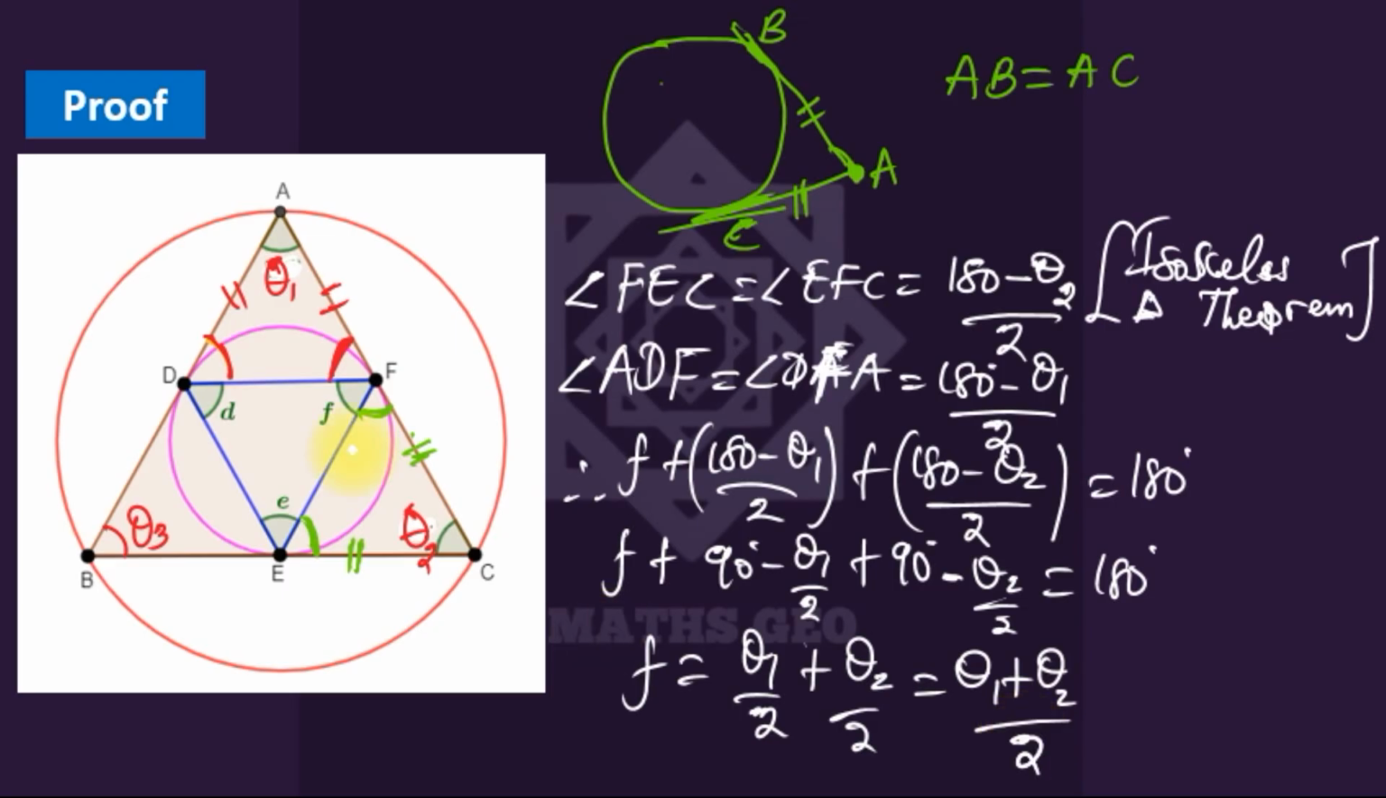Likewise, the same logic we can apply for D and E. I used it for F, since theta 1 is here, theta 2. So that same logic for E, theta 3 and theta 2, that's their average. So that's the theorem, the formula. That's the formula I use in solving the question.